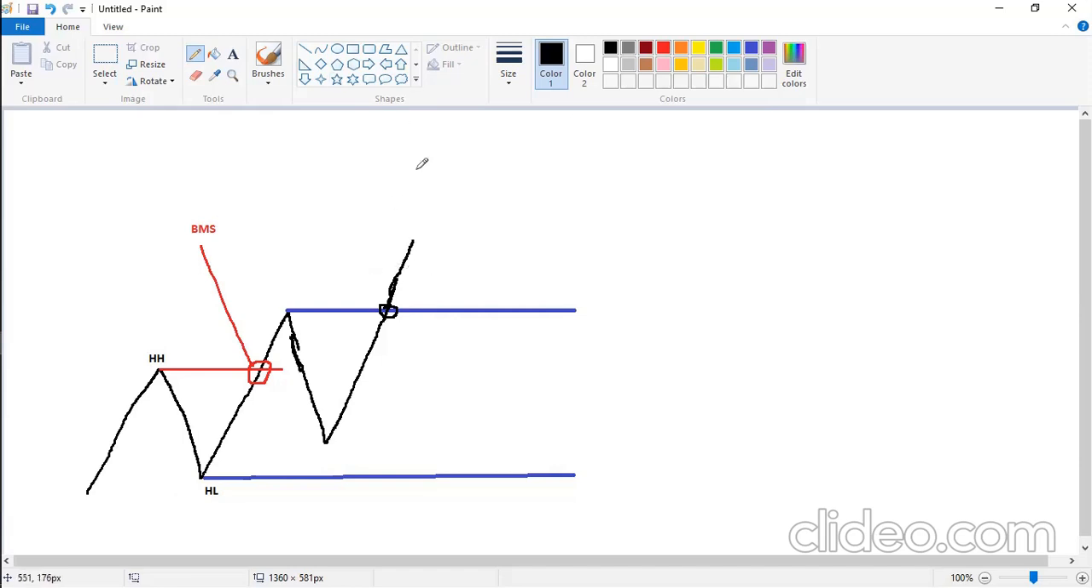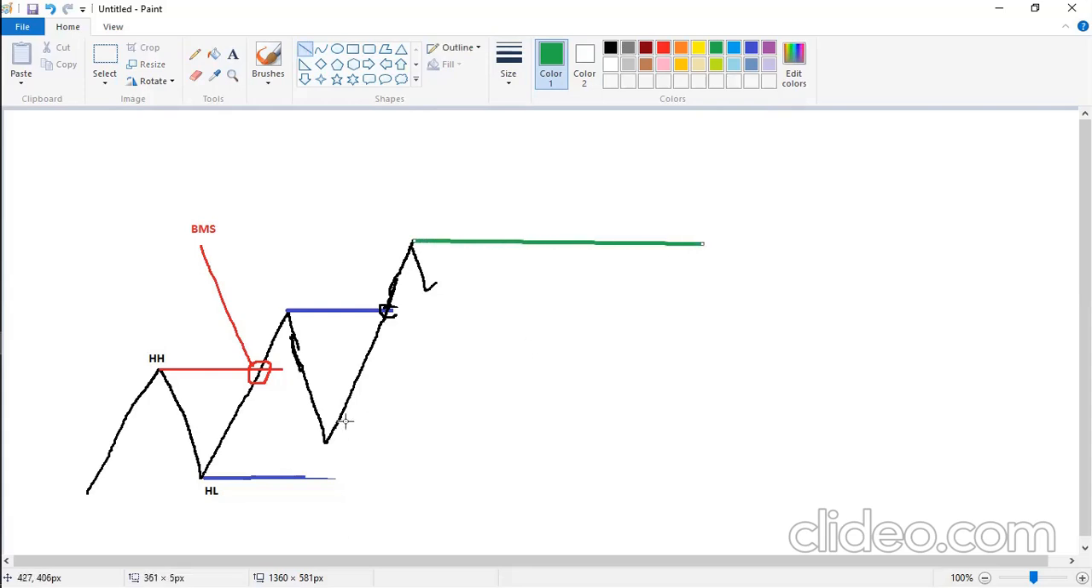Now, you only need to erase this part here and just leave the part of the BMS. And when they make a new higher high again, you need to mark the new range. This is our new range now. It's no longer this old one, it's the new one.